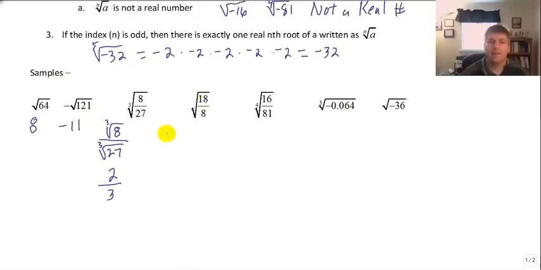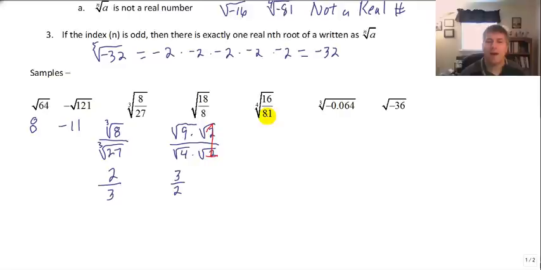The square root of 18 over 8, well, 18's not a perfect square, 8's not a perfect square. We could look at this as the square root of 9 times the square root of 2, because 9 times 2 is 18, all divided by the square root of 4 times the square root of 2. 4 times 2 is 8, and the square root of 2 over the square root of 2, using our fundamental property, simplifies and becomes 1. So now I really want the square root of 9 divided by the square root of 4, which is 3 halves.